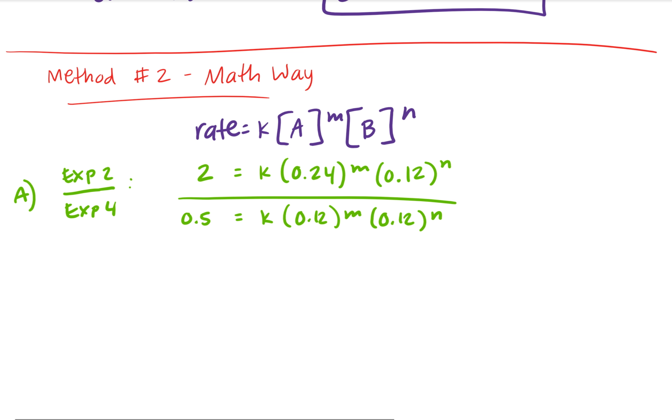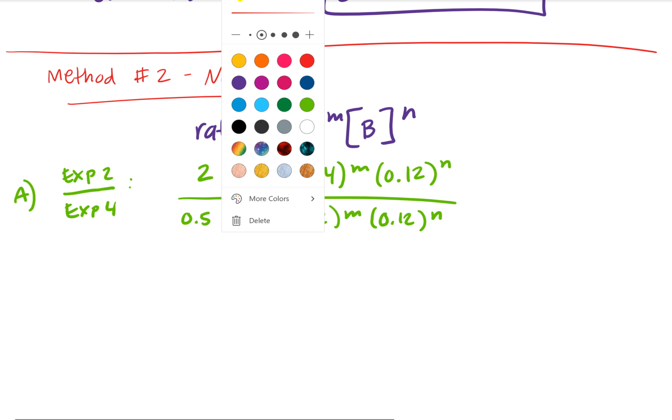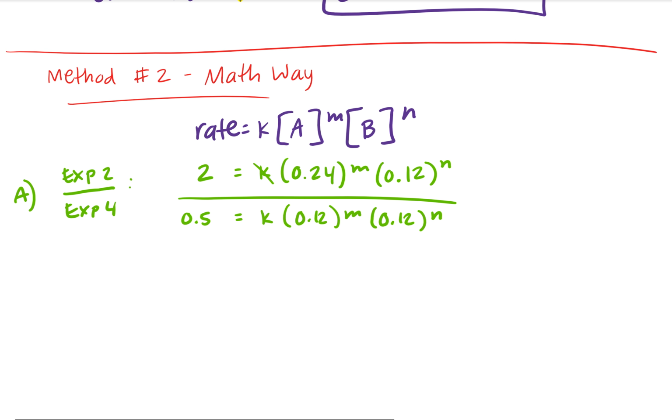And you'll notice that I've got a K on the top and one on the bottom, those cancel. And I purposely chose experiment 2 and experiment 4 because the concentration of B was the same. They're both 0.12. So the 0.12s cancel along with their exponents of N. So all I have left is 2 over 0.5 is equal to 0.24 to the M over 0.12 to the M. So I'm going to simplify here.